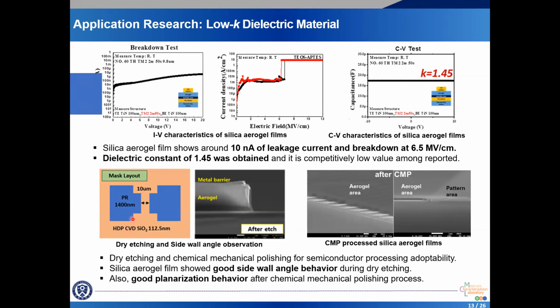As you can see in this current-voltage data, the silica aerogel film shows just around 10 nanoampere current with an applied voltage at 10 volts and over 6 megavolts of breakdown. These are acceptable and compatible values with currently applied materials for intermetal dielectrics. More surprisingly, a dielectric constant of 1.45 was obtained.